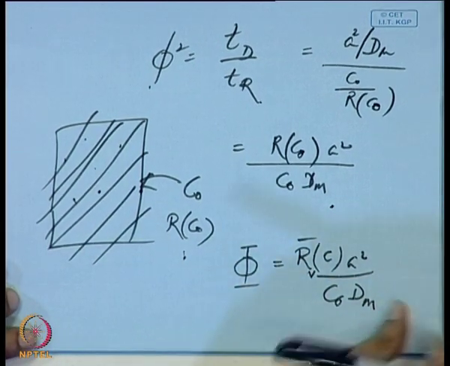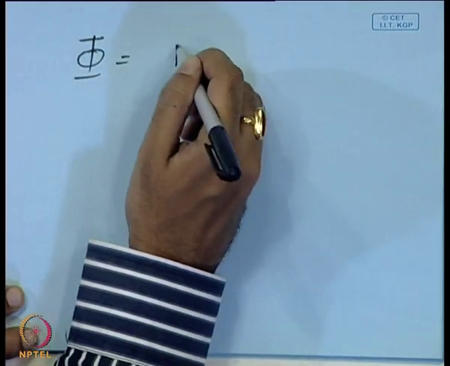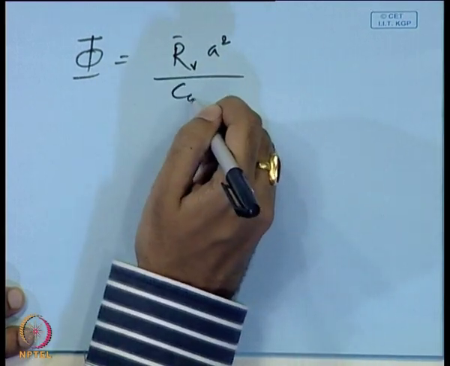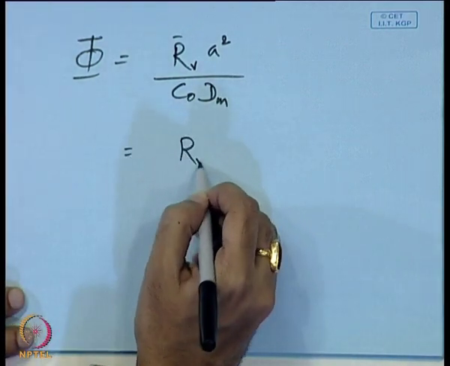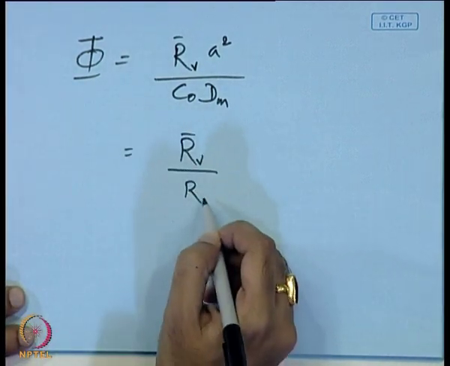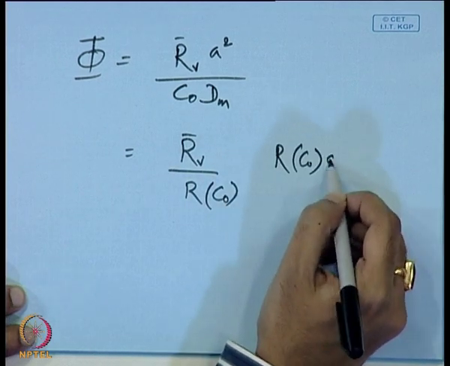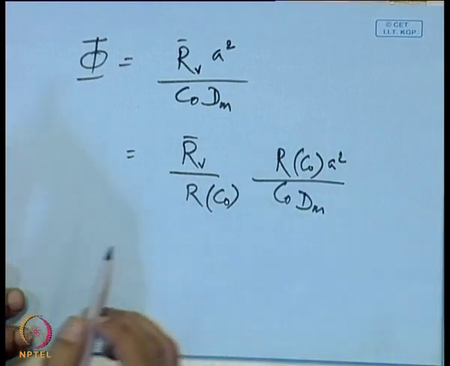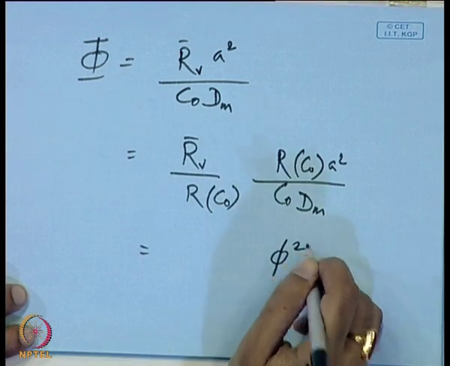So, how can I write this? Now, once I have gotten this, let us call this RV, okay. I am not putting the C in there, fine. So, this I can write now as, right. So, this is my phi square.